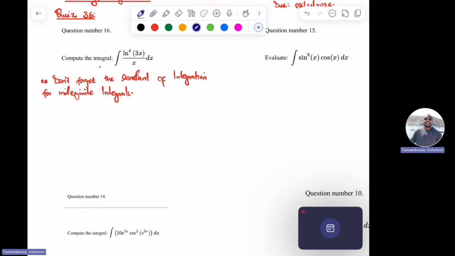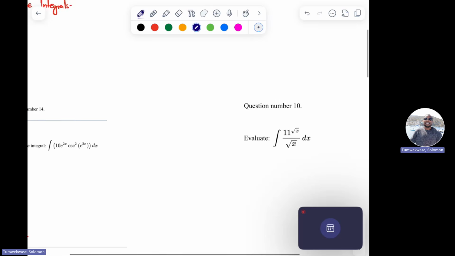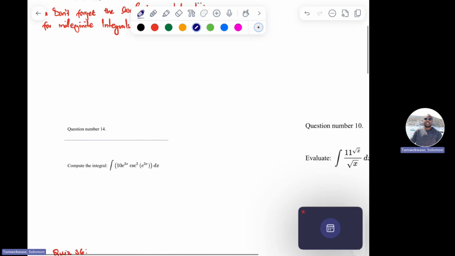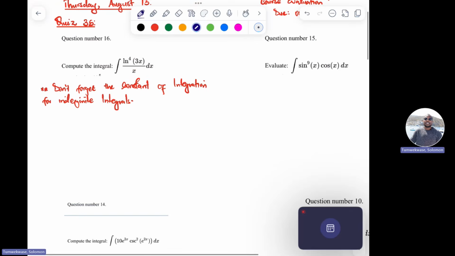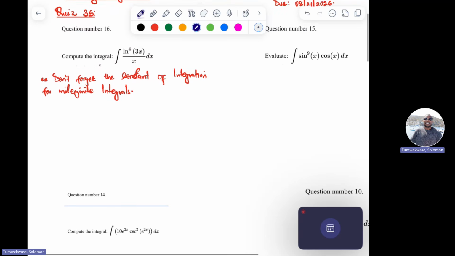In question 16, we want to take that integral, and in most of these questions we are going to use substitution. You should be very careful to see what you're trying to substitute and make sure that some things cancel. That's all we need to do.